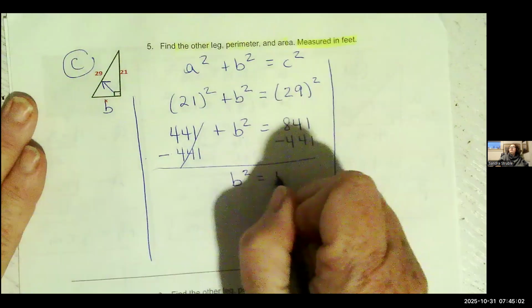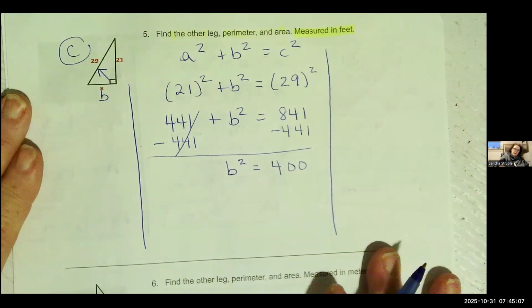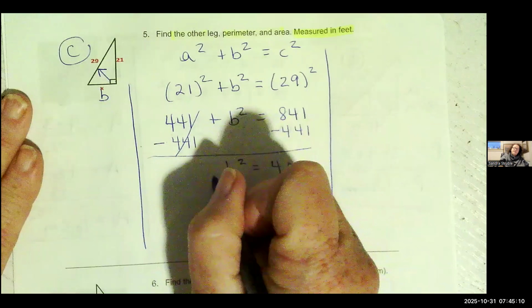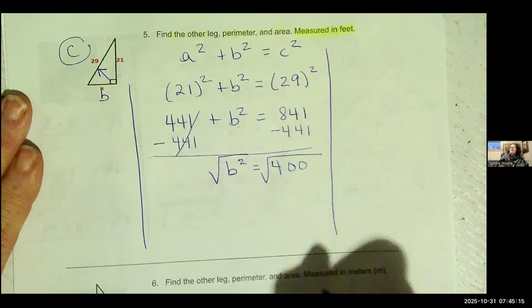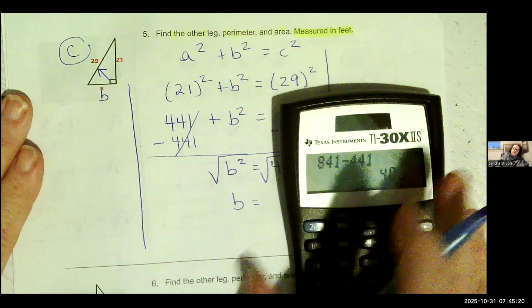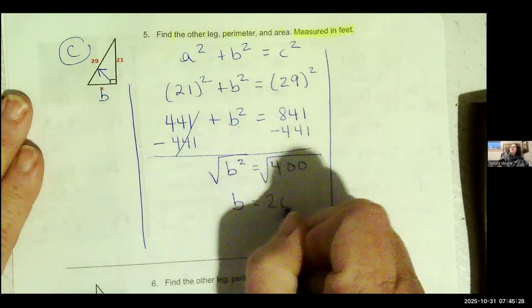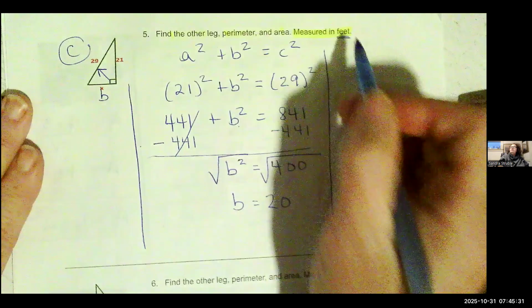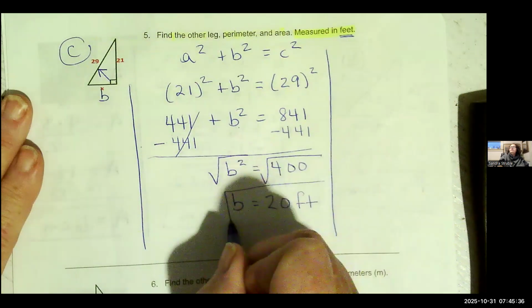Now, just like we did with the hypotenuse in the last one, in order to get rid of a square, we have to take the square root of both sides. Square root of b squared is b. Square root of 400 is 20. This is not your hypotenuse, this is another leg. Again, it doesn't matter. All the legs have to have the same unit.